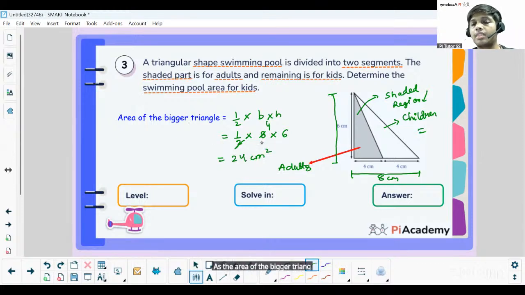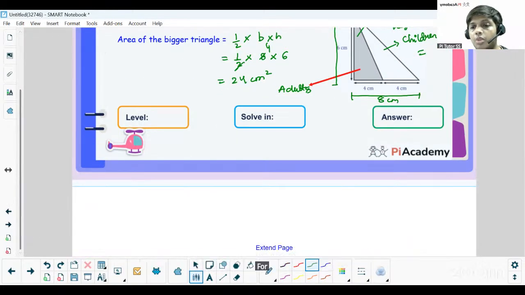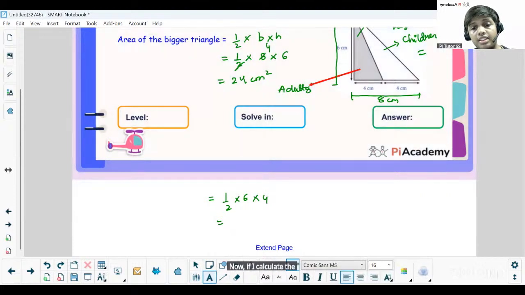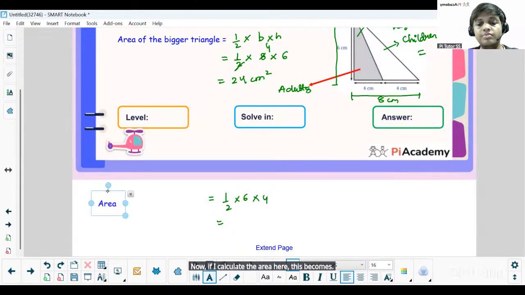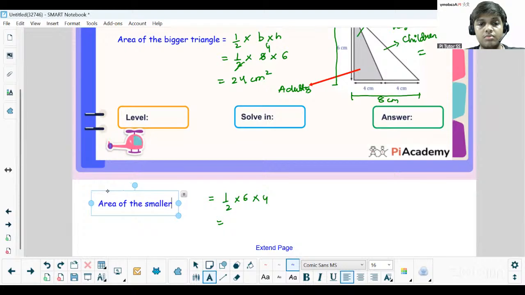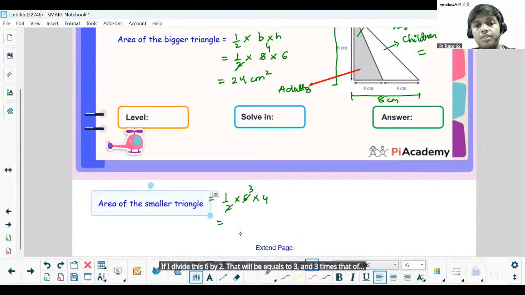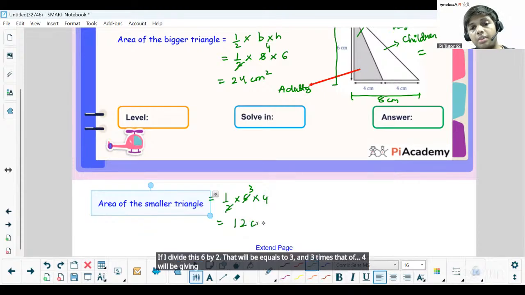Now I need to calculate the area of the smaller triangle as well. For the area of the smaller triangle, you already know it is going to be half times 6, which is the height here, and then we have the base again, that is 4. If I divide this 6 by 2, that is equal to 3. And 3 times 4 gives me the answer as 12 centimeters square.